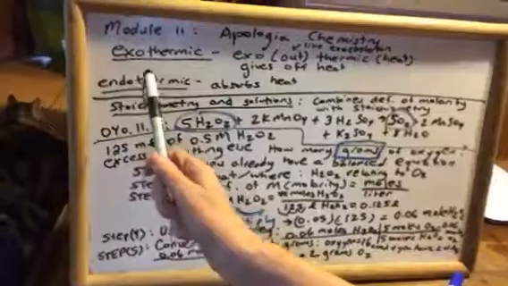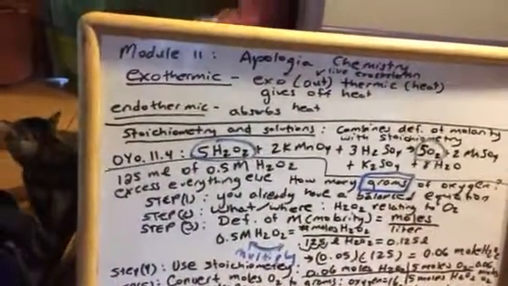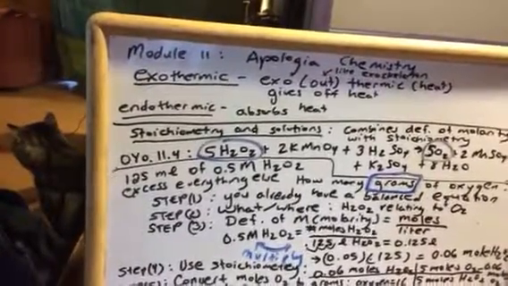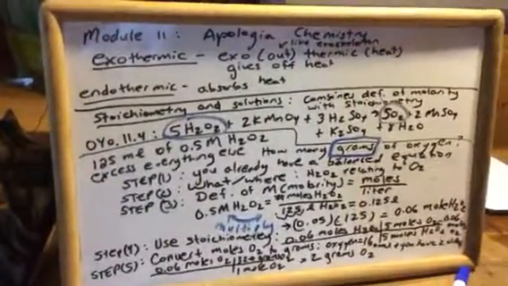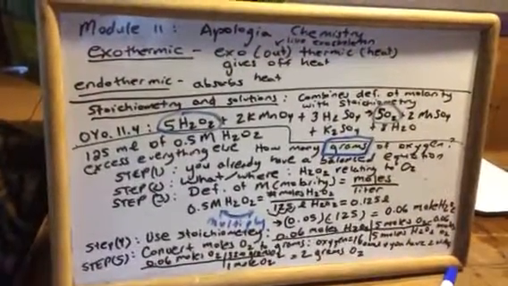The first one is exothermic. When you have a solution that gives out heat, exo, like exoskeleton, thermic, heat, it's going to give off heat. The other term is endothermic, and that means it's going to take in heat. It's going to absorb heat.